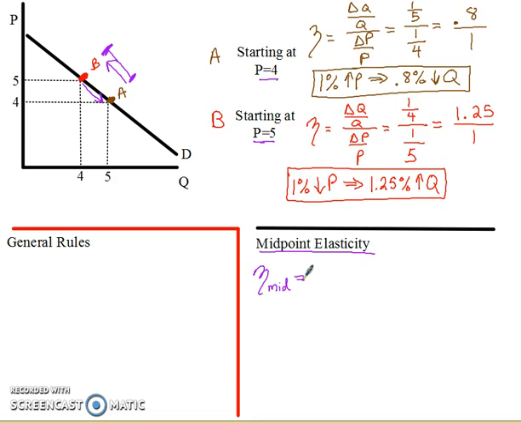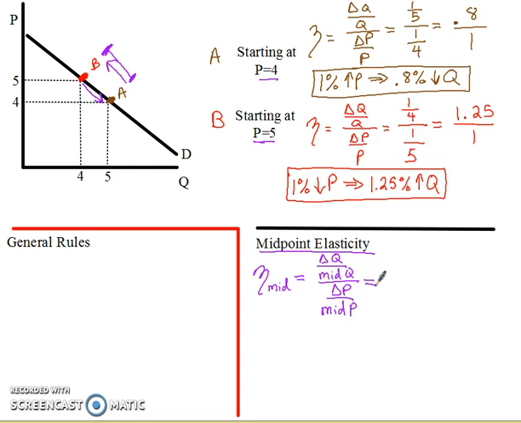An elasticity midpoint has roughly the same formula with 2 changes, really. It's going to be the change in quantity over the midpoint quantity, all divided by the change in the price over the midpoint price. So instead of change in quantity over starting quantity, it's going to be change in quantity over the midpoint quantity. Instead of change in price over the starting price, it's going to be change in price over the midpoint price.